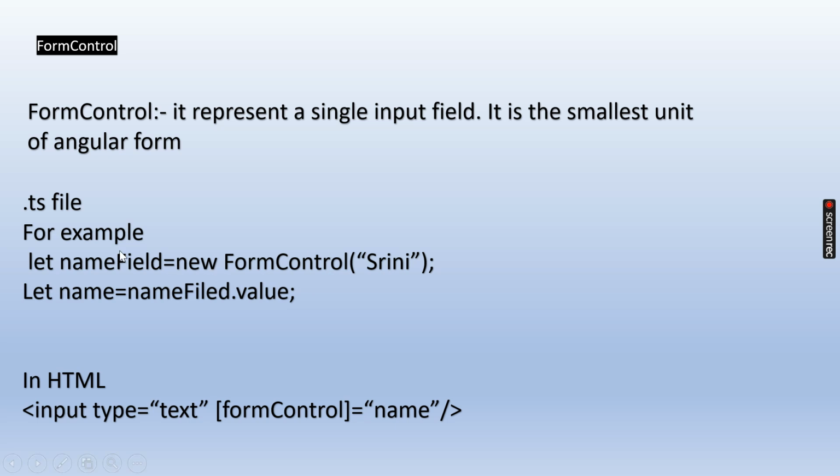For form control, here is an example of how we are going to define it in Angular. Let name field equal new FormControl('Srini'). Here, using the new keyword, you are creating the object and assigning the value Srini, and that value will be in the name field. When you retrieve nameField.value, that means name consists of Srini. So in HTML, what you define is input type equal to text, formControl equal to name. So you will be able to see Srini in your HTML.